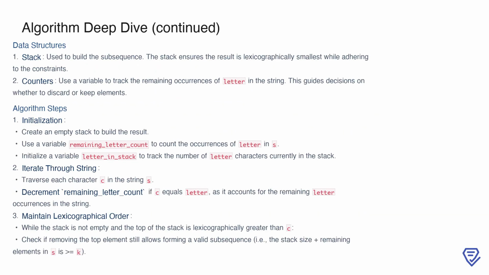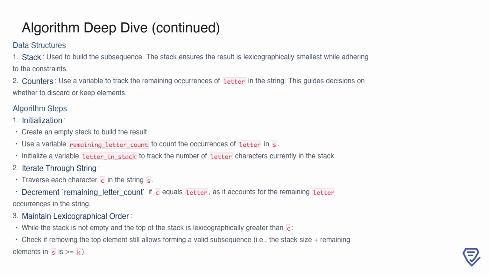To implement this solution, we rely on two key data structures, a stack and a counter. The stack is used to build the subsequence, ensuring that each character added adheres to the constraints while maintaining lexicographical order. We also use a variable to track the remaining occurrences of letter in the string, which helps us decide whether to keep or discard characters as we iterate.